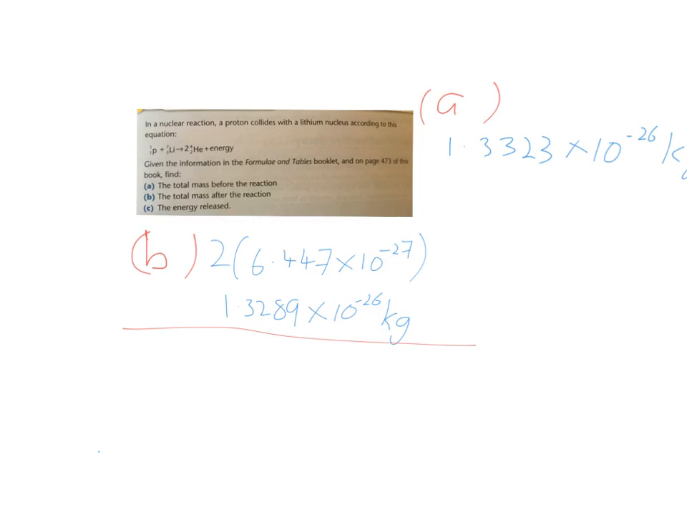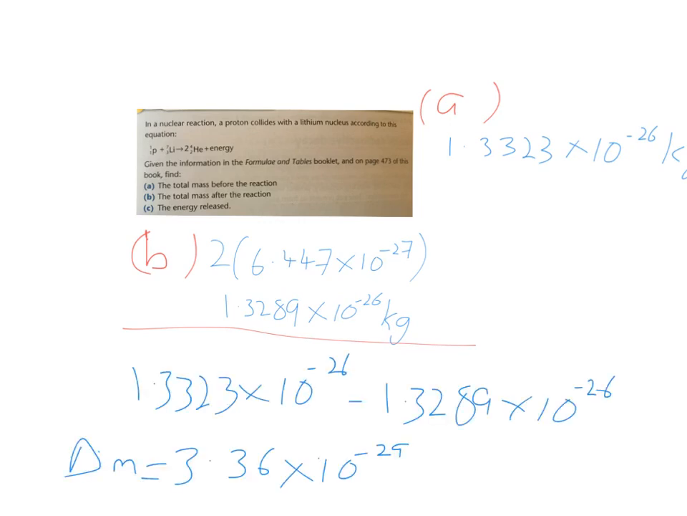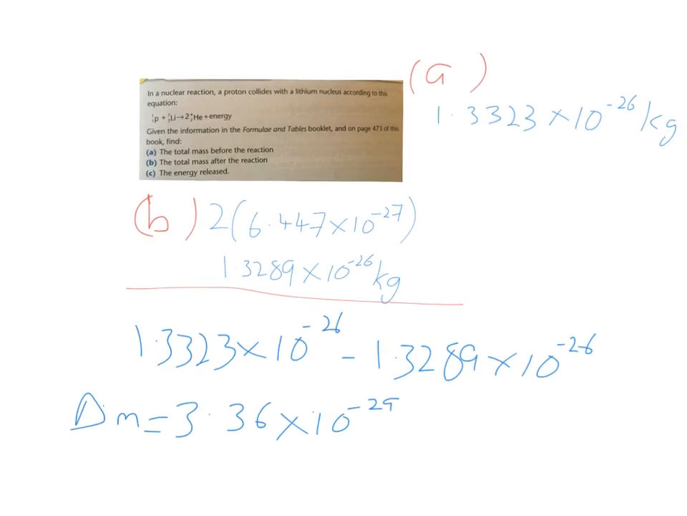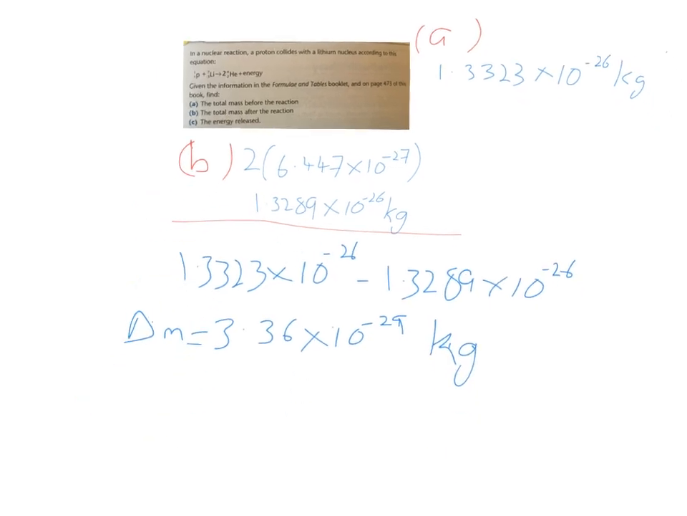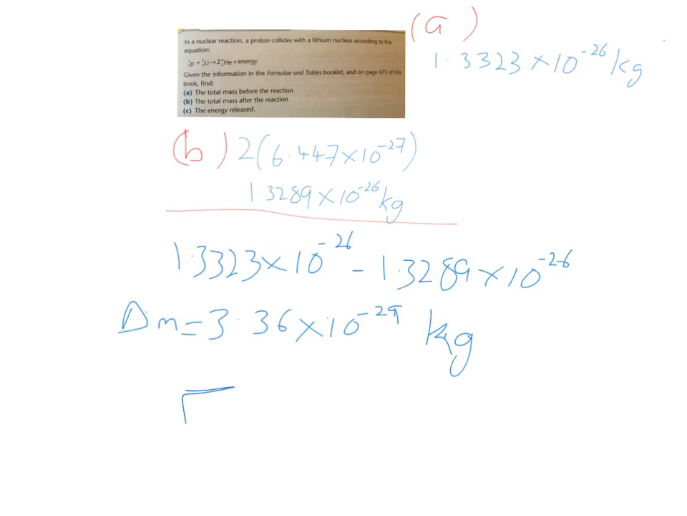So to find the energy released, we're first of all going to find the change in mass. So we'll subtract those two numbers from each other. So when we subtract them, we get a change in mass of 3.36 by 10 to the power of minus 29. Our unit here again is kilograms. Because we're dealing with kilograms, we know it's okay to put this straight into our formula. E is equal to mc squared.